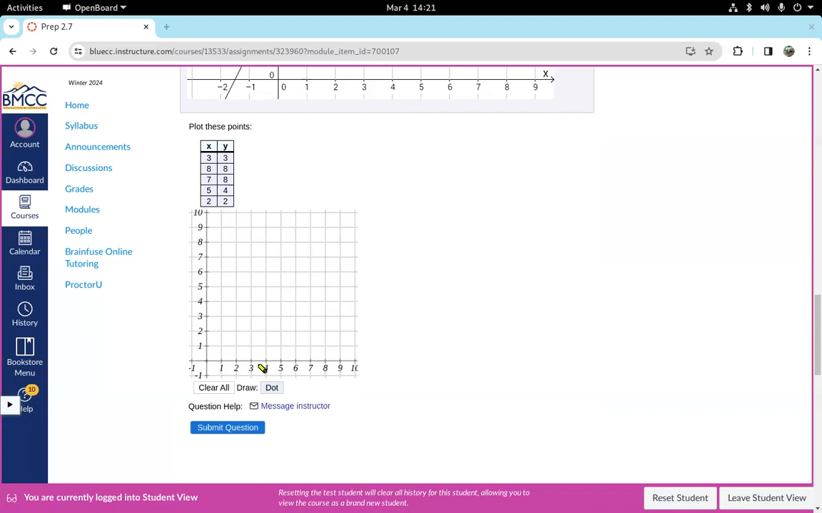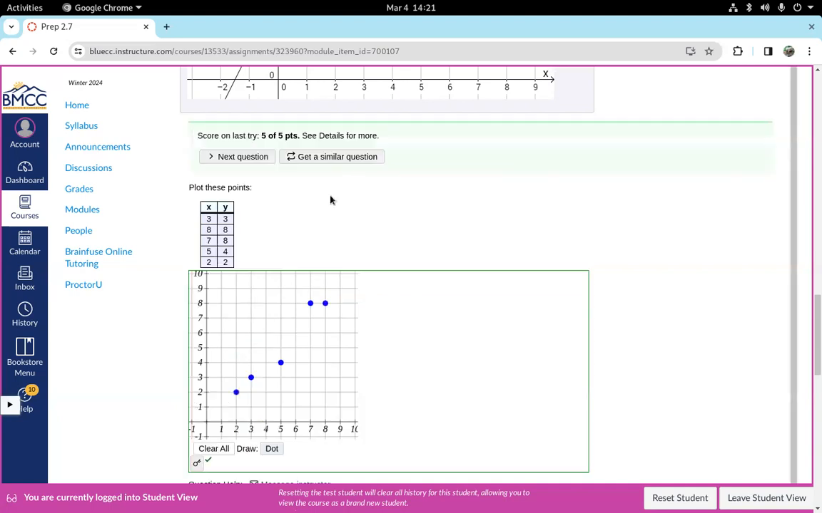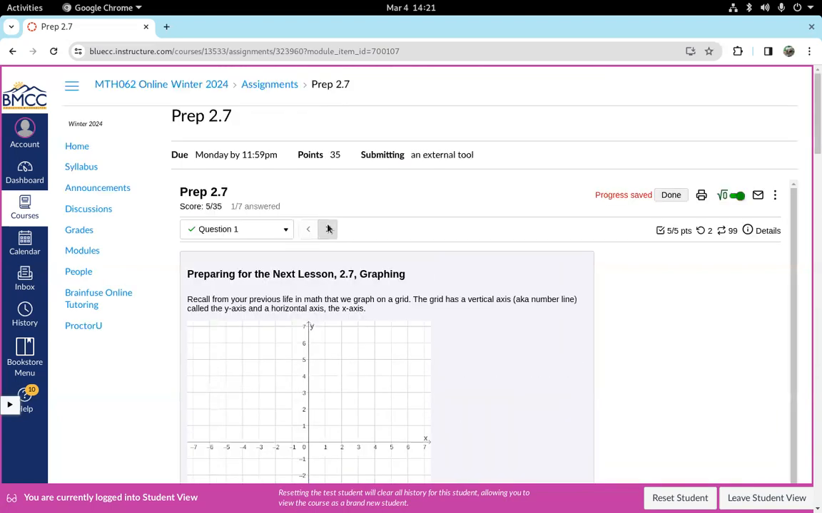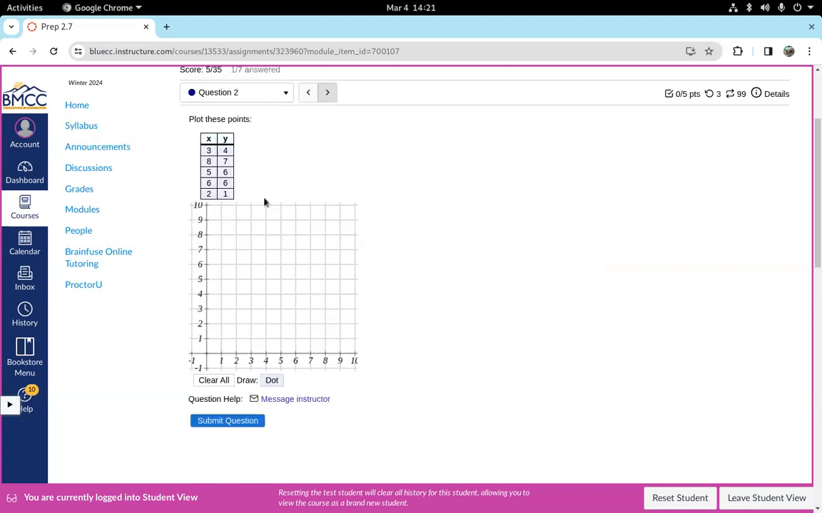So the point X is 3, Y is 3 would be right here. I have the point 8 for X and 8 for Y. I have the point 7 for X and 8 for Y. So I usually start with the X value and then trace over to the Y value. 5, 4, and 2, 2. And that's all I need to do there. Similar example here. I have some points. All I need to do is plot them. I'll leave that for you.